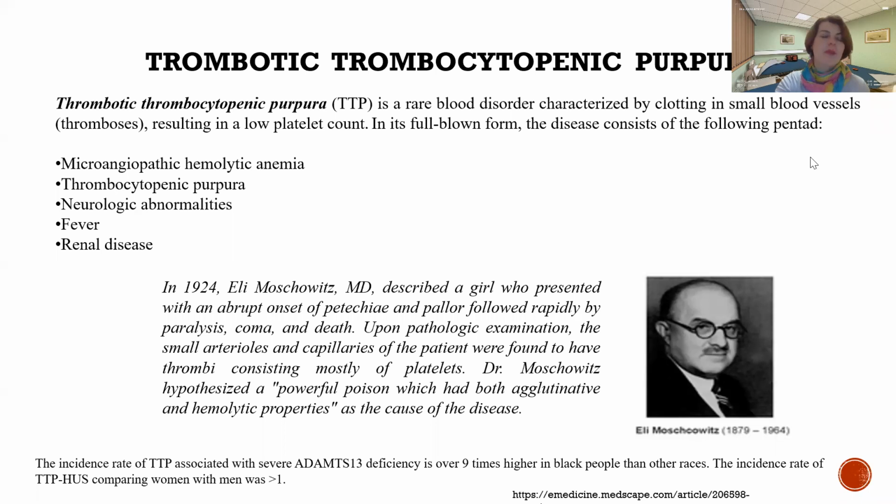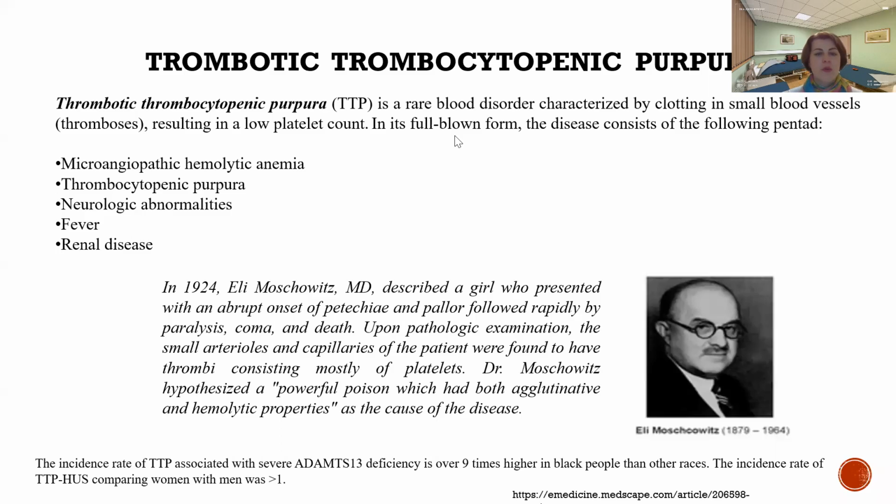Thrombotic thrombocytopenic purpura is a rare blood disorder characterized by clotting in the small blood vessels, resulting in a low platelet count. In its full-blown form, the disease consists of the following pentad, so 5 major clinical symptoms: microangiopathic hemolytic anemia plus thrombocytopenic purpura plus neurological abnormalities plus fever plus renal disease.